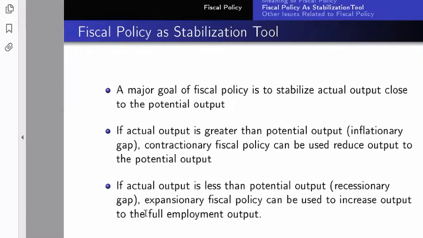It's because actual output was less than what? The potential. So we're sort of in a recessionary gap. So what can the government do? Let's ease some of the burden, all right? Let's push in some more money. Let's increase government spending. Let's reduce taxes, okay?